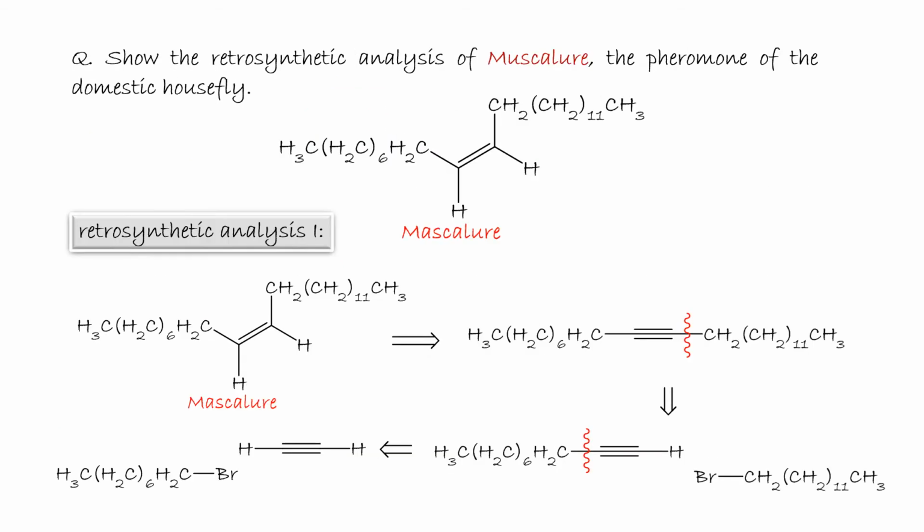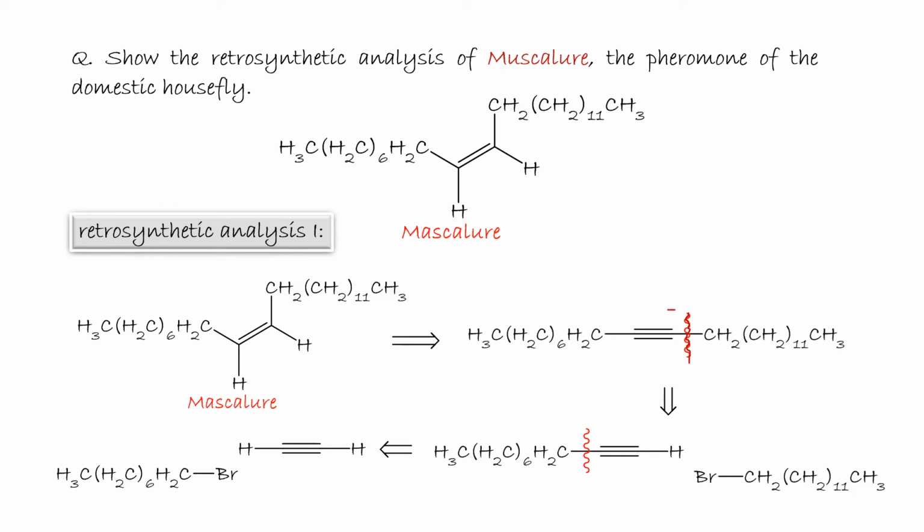Show the retrosynthetic analysis of muscalure, the pheromone of the domestic housefly. It is a cis-alkene. This cis-alkene we can get from an alkyne, so it's functional group interconversion from double bond to triple bond, and we know that we can reduce the triple bond to cis using Lindlar catalyst and hydrogen. Now, to build up this alkyne, we can make this disconnection.